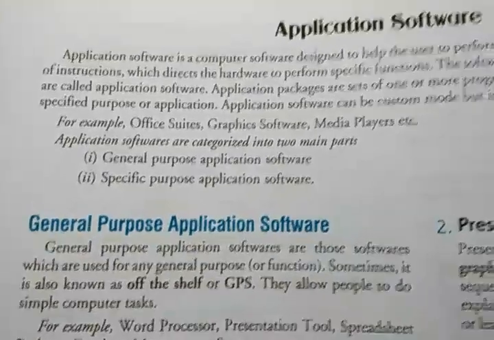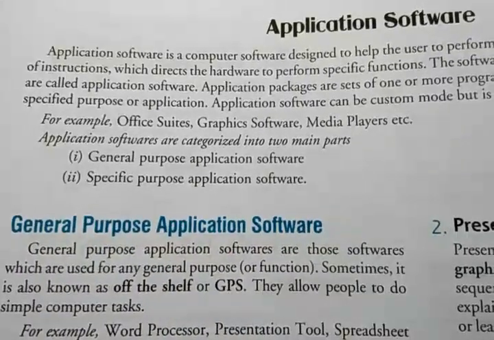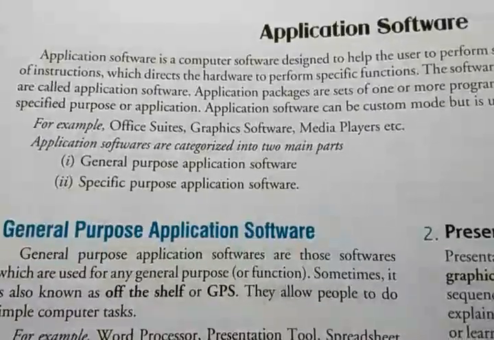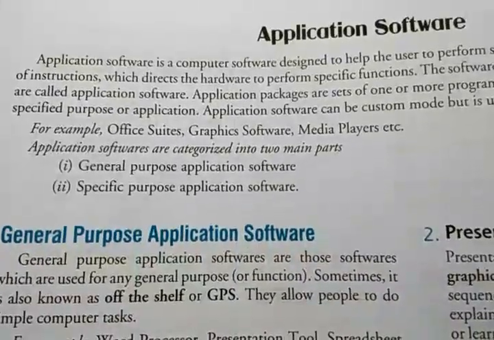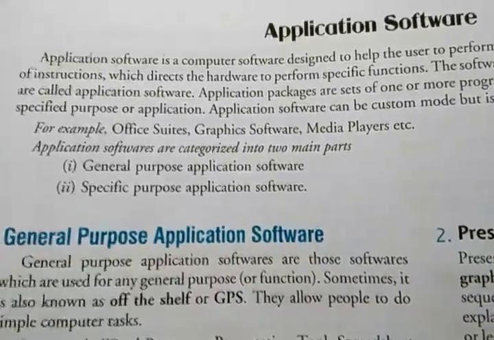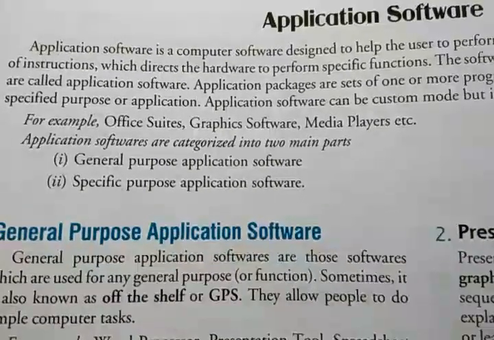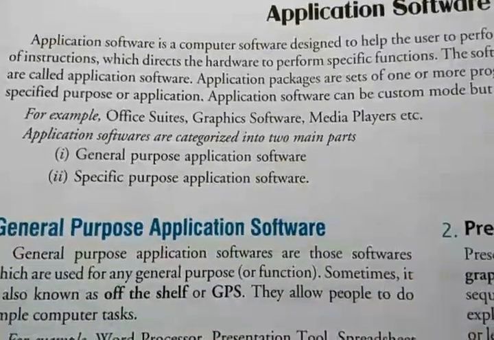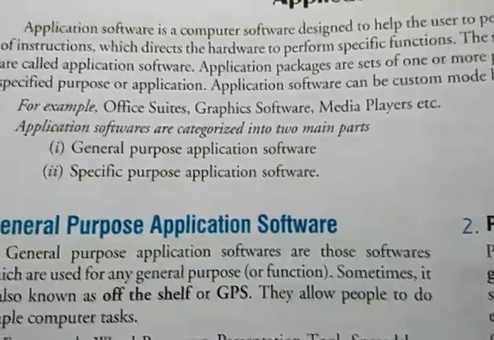Good morning, students. Here I am taking the last topic of chapter 3, application software. So application software is software which is useful for users and is made for a specific purpose. Examples of this software are office suites, graphic software, media players, etc.